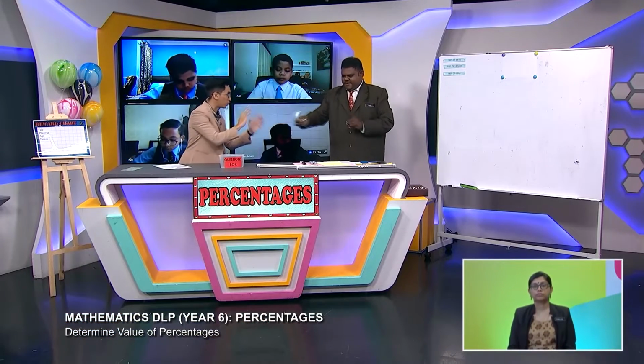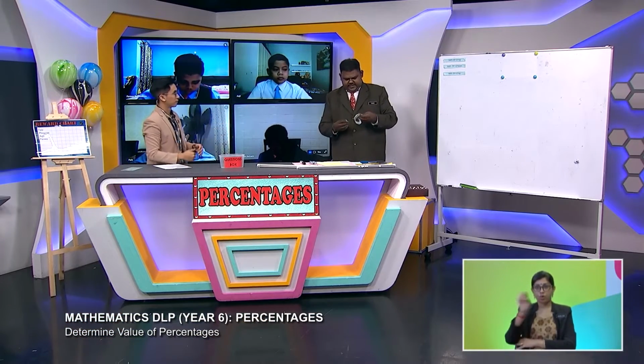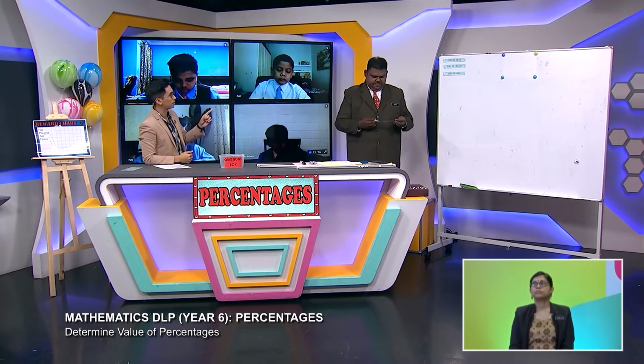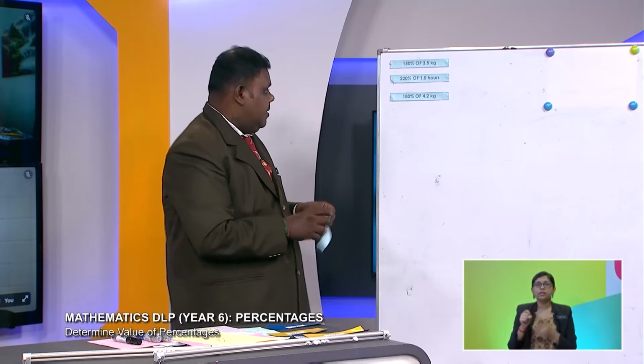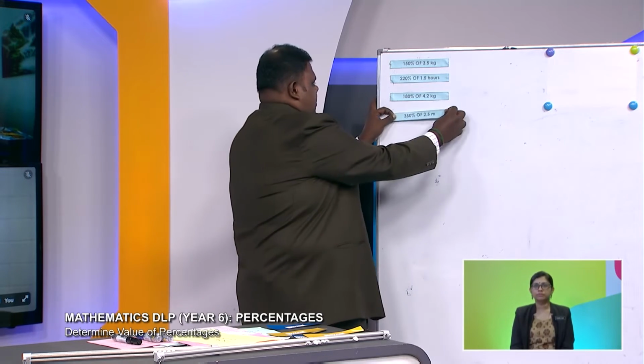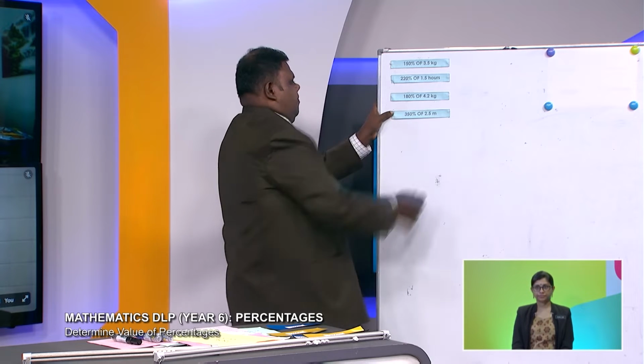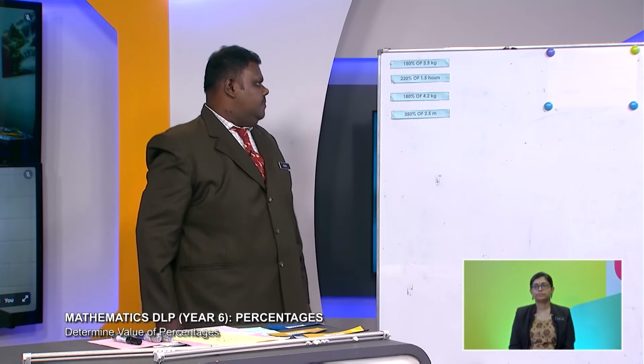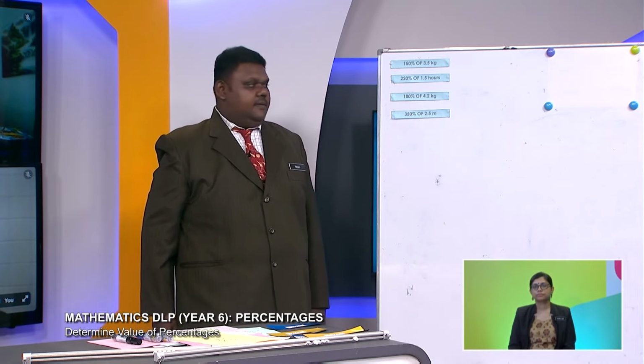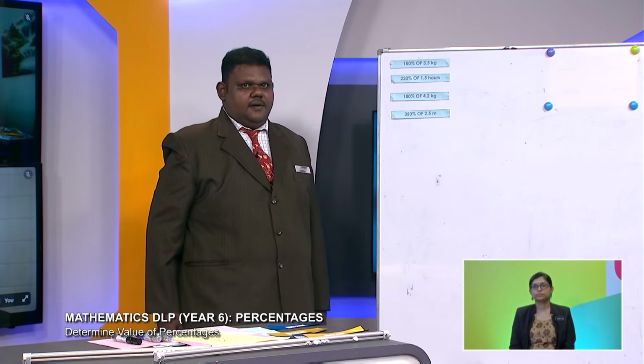Thank you. So we have 4 questions altogether. The first question was 150% of 3.5 kilograms. Second question is 220% of 1.5 hours. Third question is 180% of 4.2 kilograms. And last question is 350% of 2.5 meters.